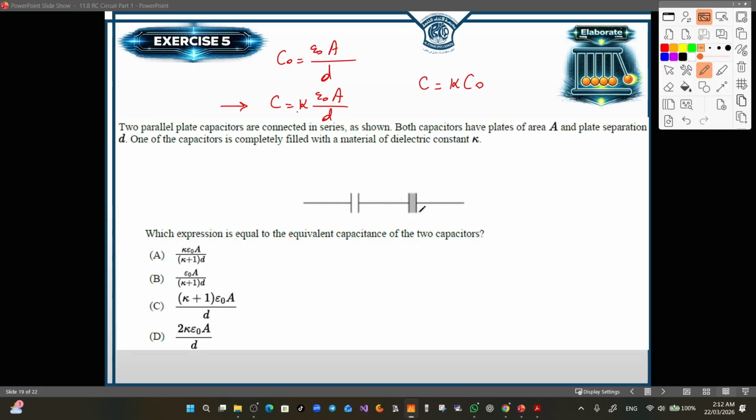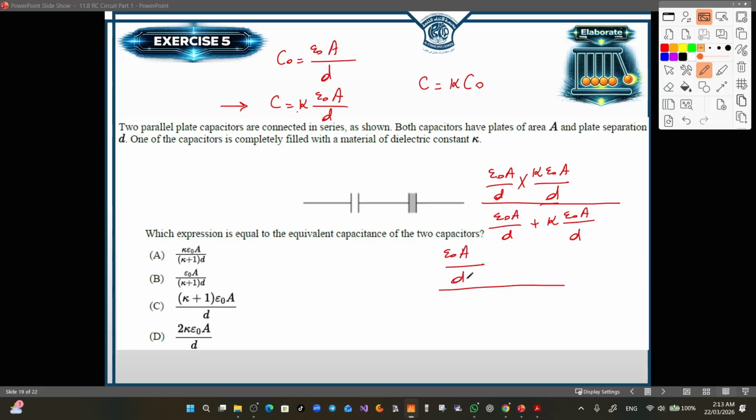Now, since they are connected in series, we just find their equivalent by using the multiplication over the addition. So we multiply C0 times C and we add them. C0 is epsilon 0 A over D multiplied by kappa epsilon 0 A over D, over the addition: epsilon 0 A over D plus kappa epsilon 0 A over D. Now from the denominator, we can take epsilon 0 A over D as a common factor. No need to do anything with the numerator because some elements will cancel out with the ones in the denominator.